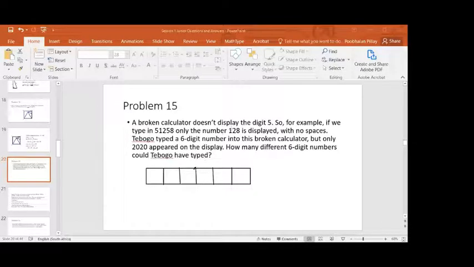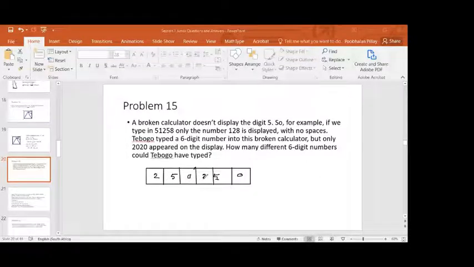Now, what happened was that only 2020 appeared on the display. So what does this mean? It means that, well, the other 2 were wiped out. So you could have had the thing like this. In 20, the original number could have been like this, for instance, 20, 20. And these could have been 5s. You see? So if you type this number here, 250250, then the 5s disappear and 2020 will remain.